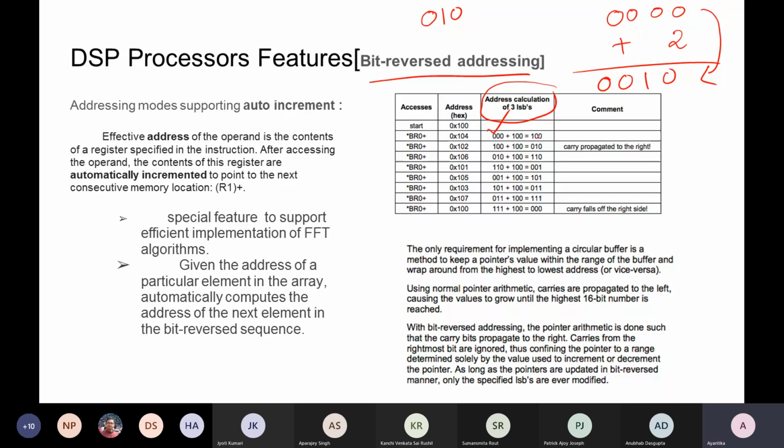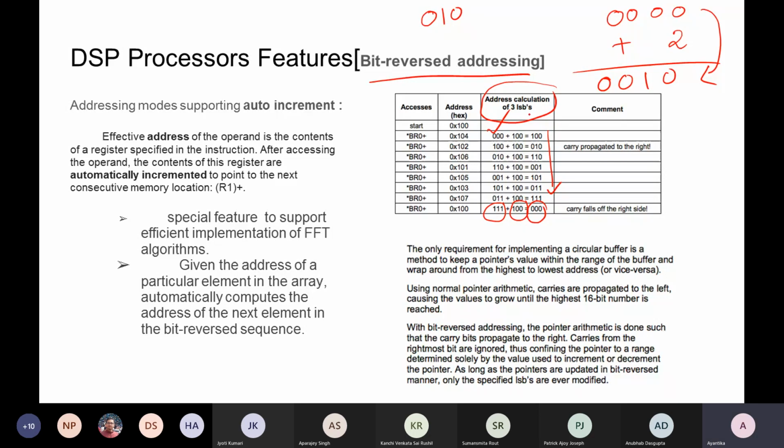If you proceed so on, at the last stage, what will happen? This 111 plus 100. Now, if you discard the carry, you will get this 000. You can calculate it on your own. You will get this idea.